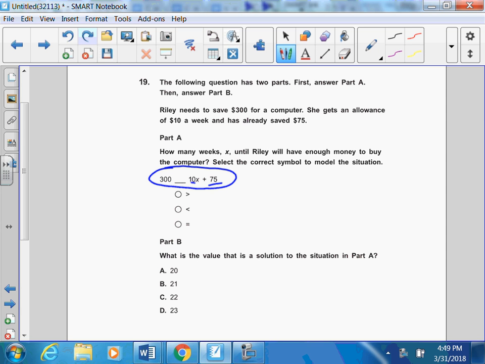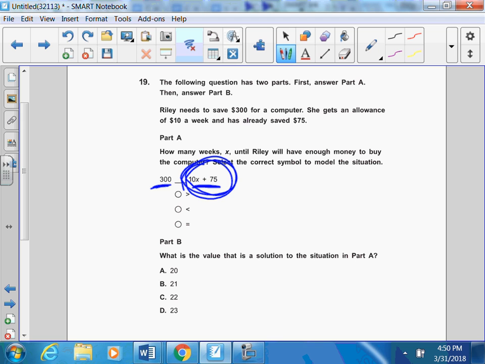X would be the number of weeks. And you're trying to save up $300. So which sign do we plug in there? First off, we have to determine what this side represents and what this side represents. 300 is what the computer is going to cost. This is what you have saved up.